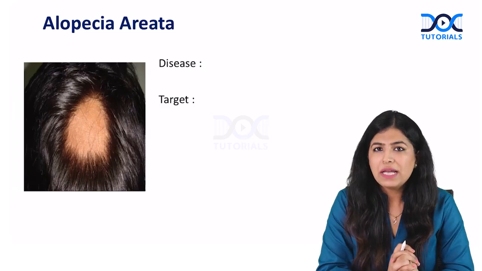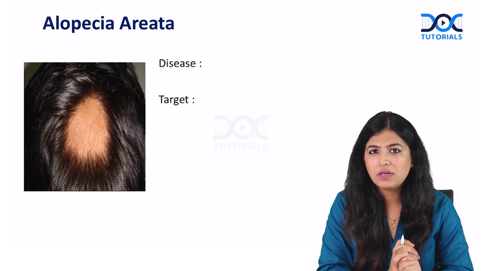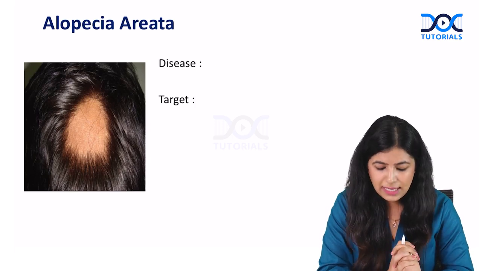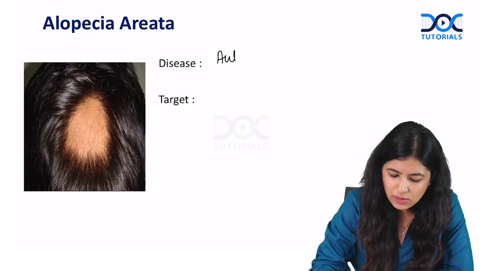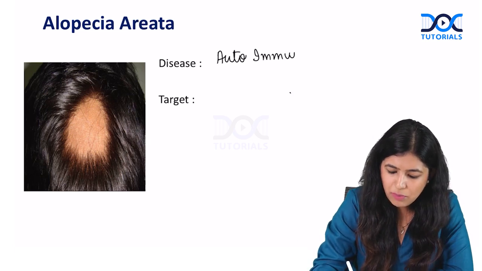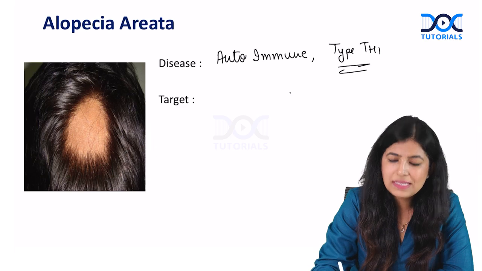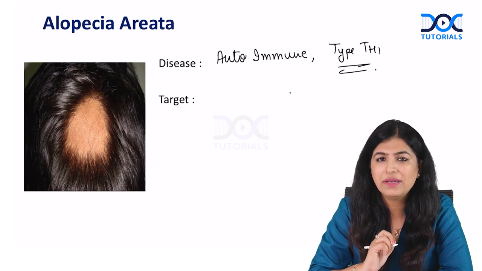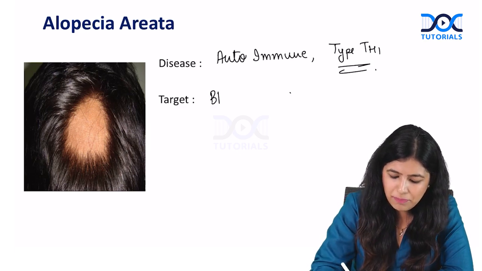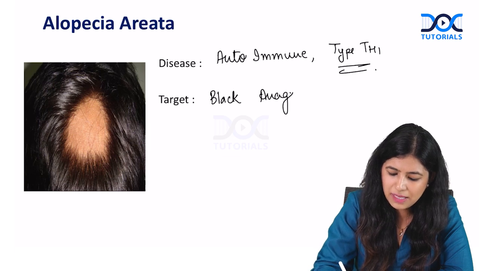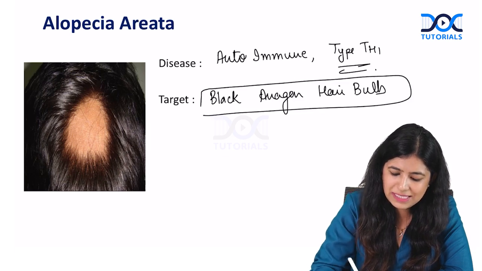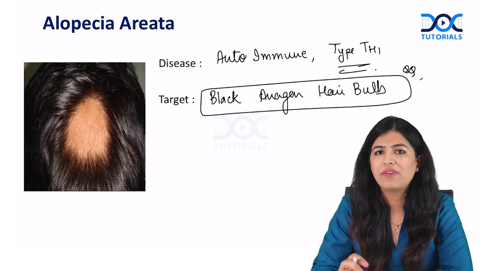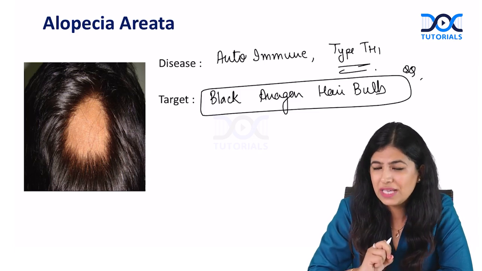Now, coming to the patchy types of hair loss, here the most important that we start with is alopecia areata. Alopecia areata is an autoimmune type of disease mediated by the Th1 cells. The target here is the black anagen hair bulbs. Yes, you have to remember that this is a type of disease which affects the black hair. So it affects the black anagen bulb of the hair.